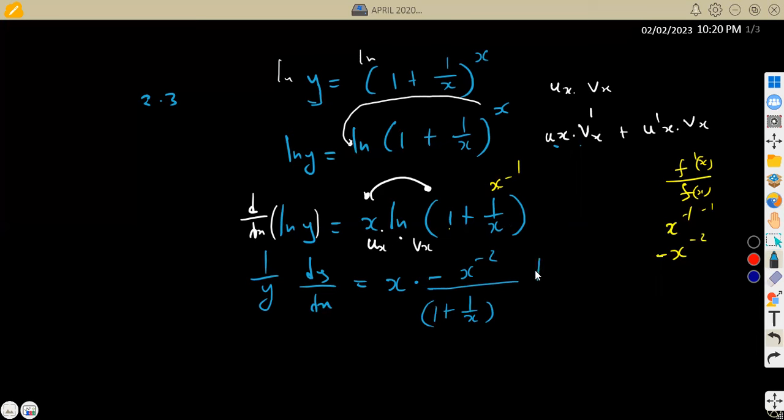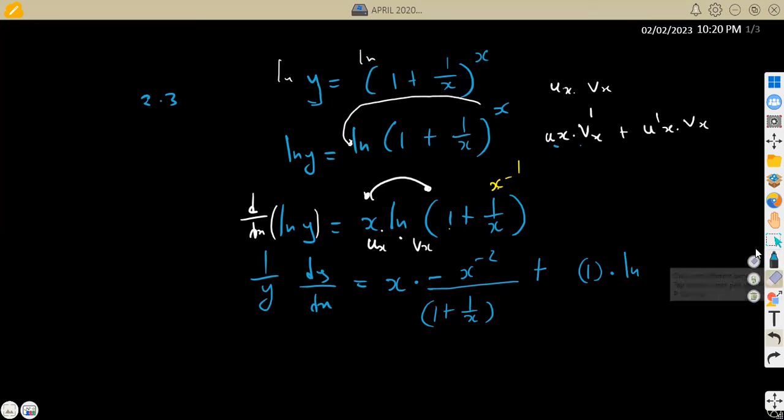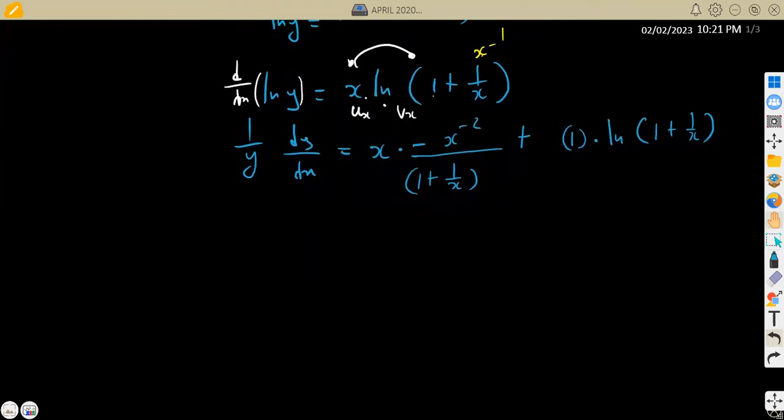This is our product, then we are supposed to add. This time it is the first derivative of u, which is x. We differentiate x, that is a 1, by v(x), which means v(x) remains as it is, which is ln of 1 plus 1 over x. All right, so I hope every piece of information is now there. We've got all the information that we are supposed to use in this case. Okay, let's simplify where there is a need for us to simplify.